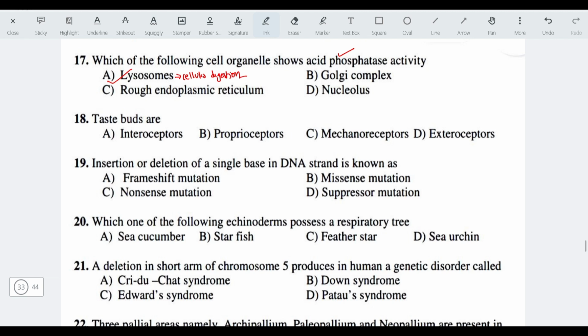Next question: taste buds are? The answer is exteroreceptor. Why? They detect external stimuli, which is taste. So they are exteroreceptors, right? Next, insertion or deletion of a single base in a DNA strand is known as frameshift mutation, right? Frameshift mutation. It occurs in the genetic code.